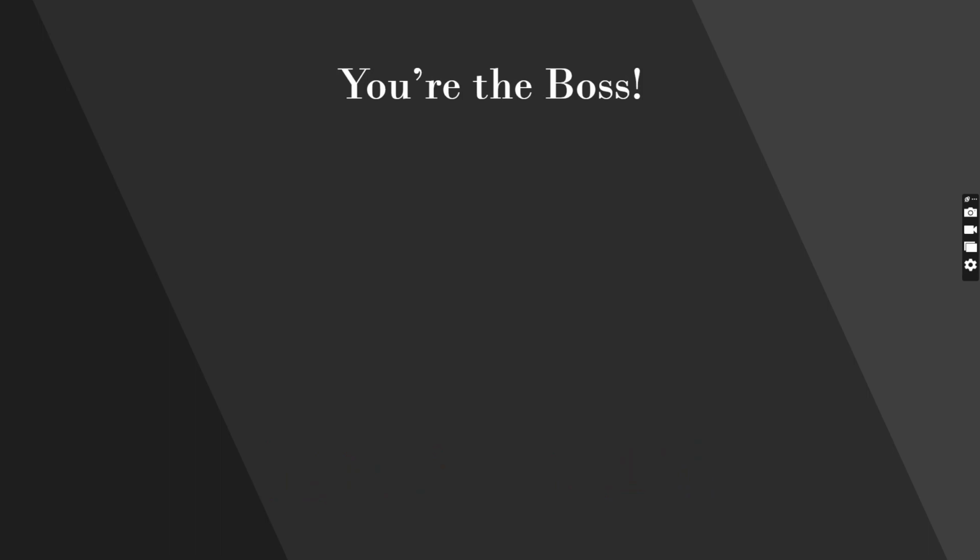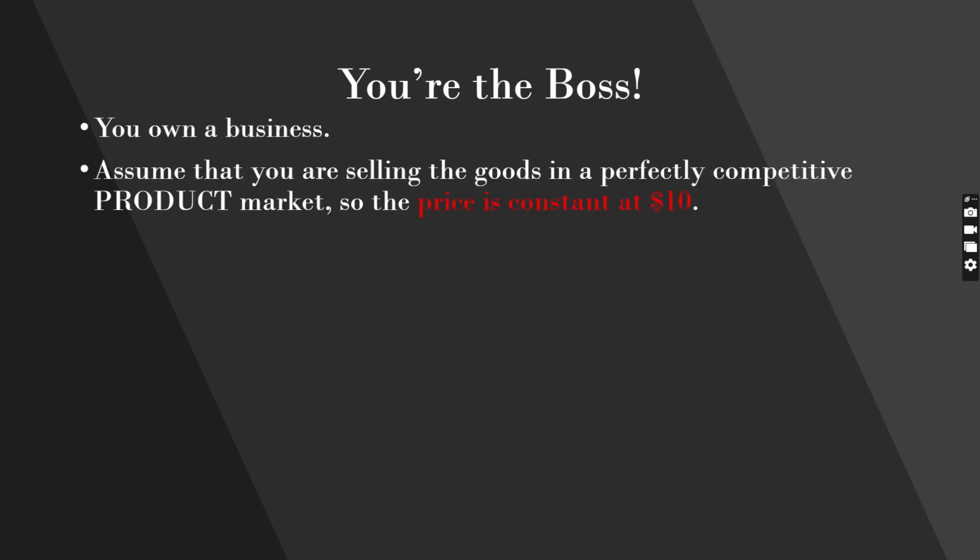Now, let's go through an example. Okay, we're going to say that you're the boss of a company. You own your own business, and you are going to be selling a good in a perfectly competitive product market, and the price is $10. That means the price is going to be $10 regardless of how much quantity you produce, because in a perfectly competitive market, we have Mr. Dart, where marginal revenue equals demand equals average revenue equals price, and price is the price of the product.